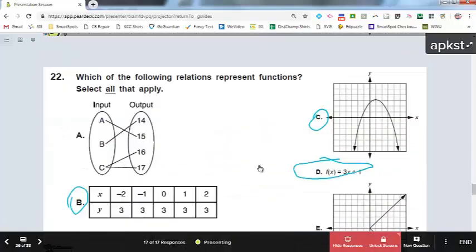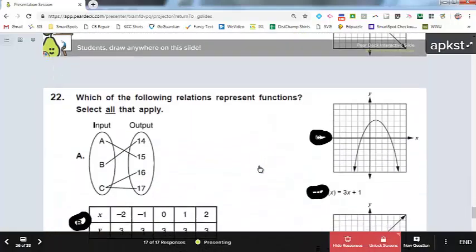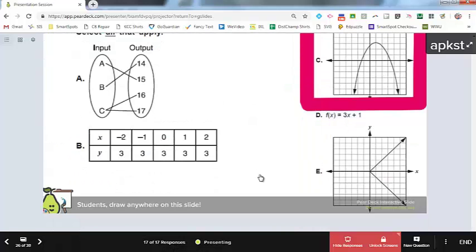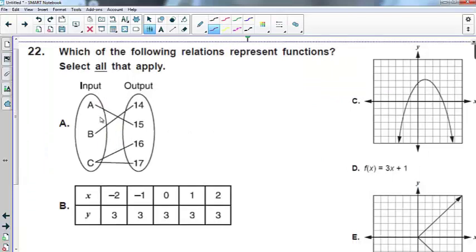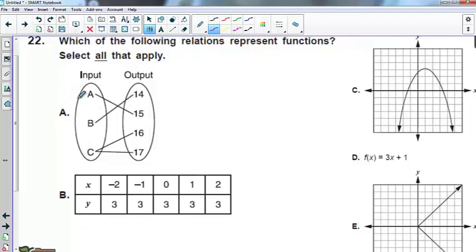Okay, so we have some common things, and we have a few that are different. So let's take a look at this. First of all, I can tell whether or not this is or is not by looking at what? Input. How many outputs does this one have? This one? This one. That is a problem.